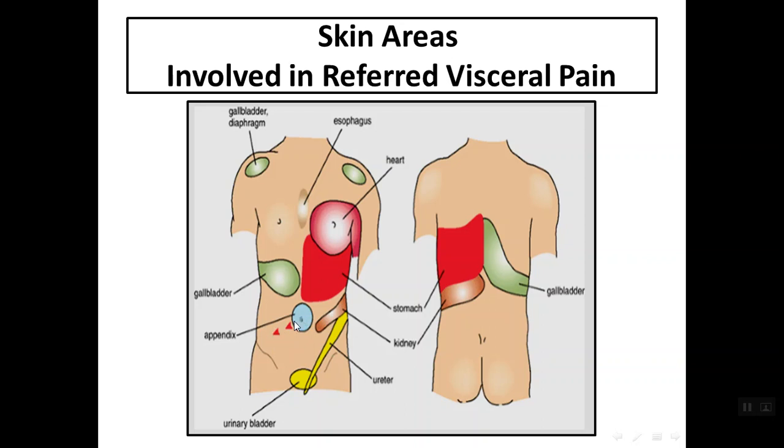This is because the appendix is embryologically regarded as a part of the midgut, and the midgut embryologically lies at the midline. So this is one of the explanations why the patient feels the pain that originated from appendicitis, that is inflammation of the appendix, at first near the umbilicus. Then it will shift to the right iliac region or right iliac fossa.